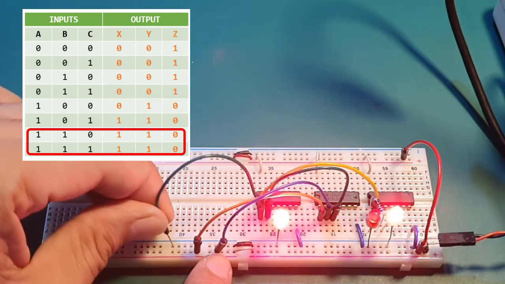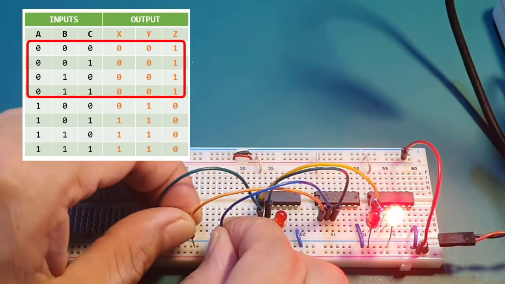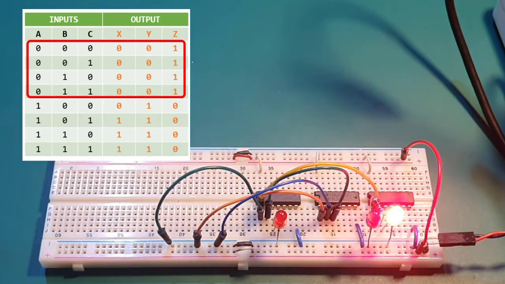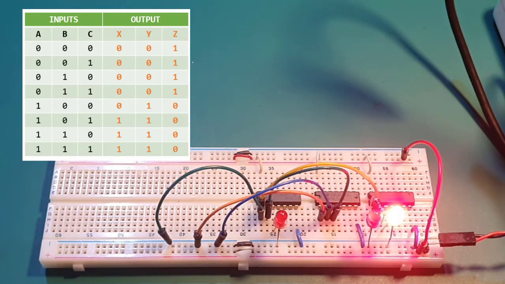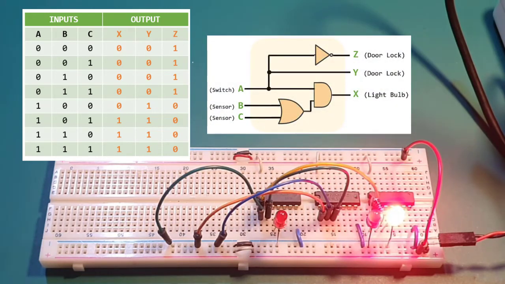And as soon as I turn off the main switch back to logic 0, the light bulb again turns off and the door is unlocked, regardless of the light sensor value. So, if you're following along, then congratulations, you have successfully implemented your first combinational logic circuit design.